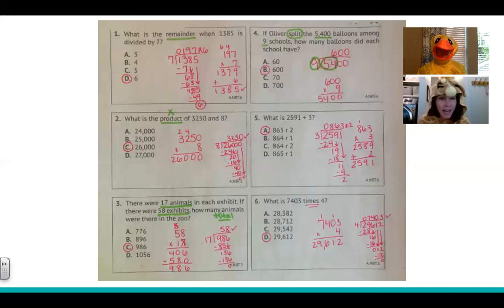So how many animals were in the zoo? So you can see that we multiplied 58 times 17. We stacked it and used the standard algorithm for that. And we got 986, which was C.